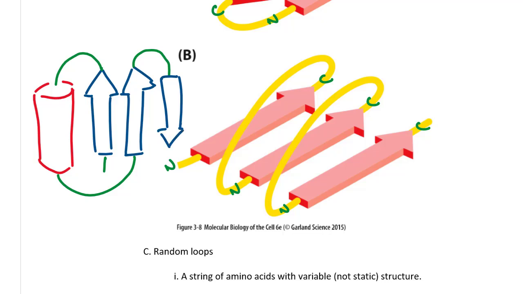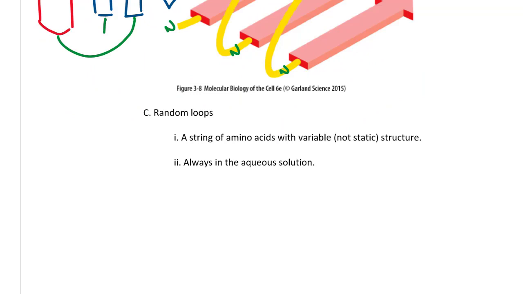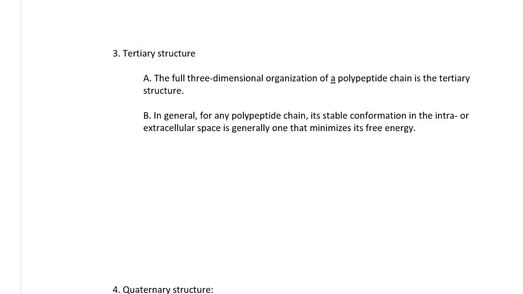Again, that's secondary structure information. In random loops, a string of amino acids with a variable non-static structure, always in the aqueous solution. You will have a better understanding of why we're saying that random loops are always in aqueous solution later. But typically these random loops don't have a static structure, or they're not very structured compared to alpha helices and beta sheets, where that structure is kept as part of the native structure of the protein.